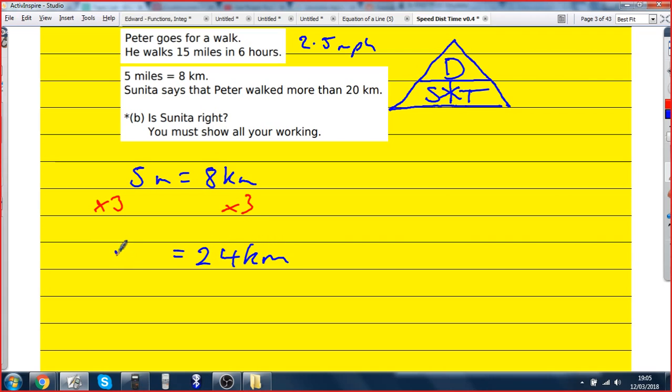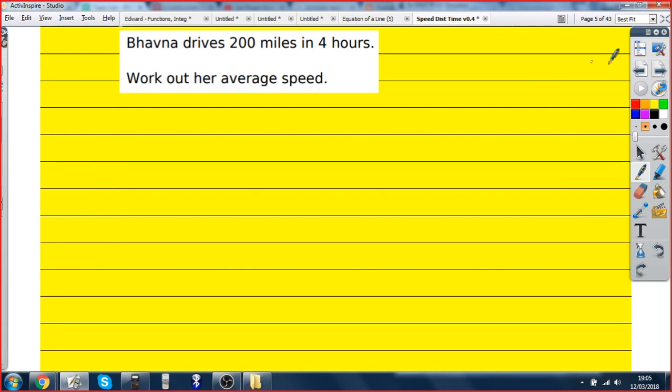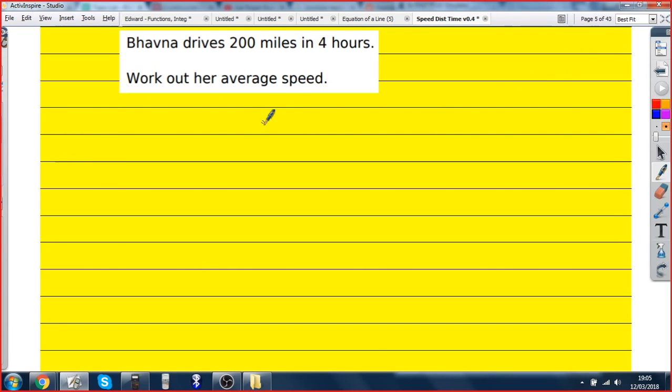15 miles. Sneak says that Peter walked more than 24 kilometers. Yeah. So you need to write yes. It's fine. He walked 2. Okay, how do we do this one?